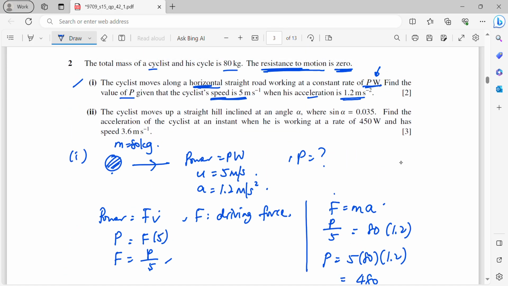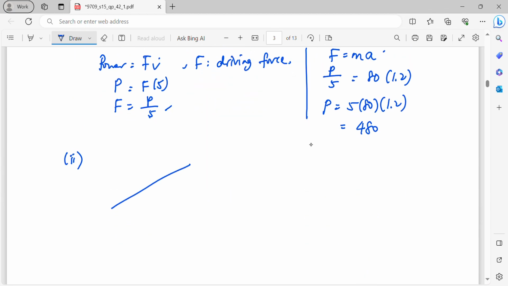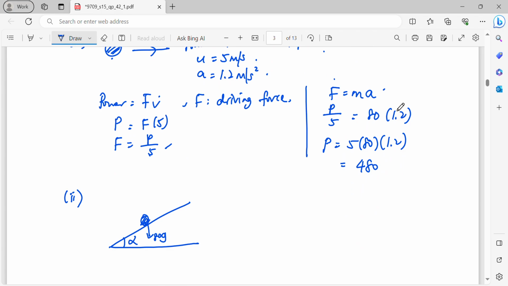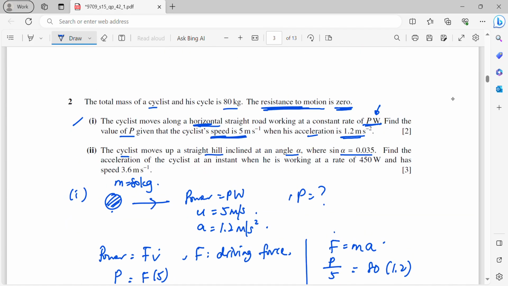Now, for the second part, the cyclist moves up a straight hill inclined at an angle alpha, where sine alpha is this value. So now I'll draw the hill first. Let's say this is the slope. This is alpha. This is the cyclist together with the cycle. Then here is going to be 80g, the weight. And then the sine alpha is 0.035.